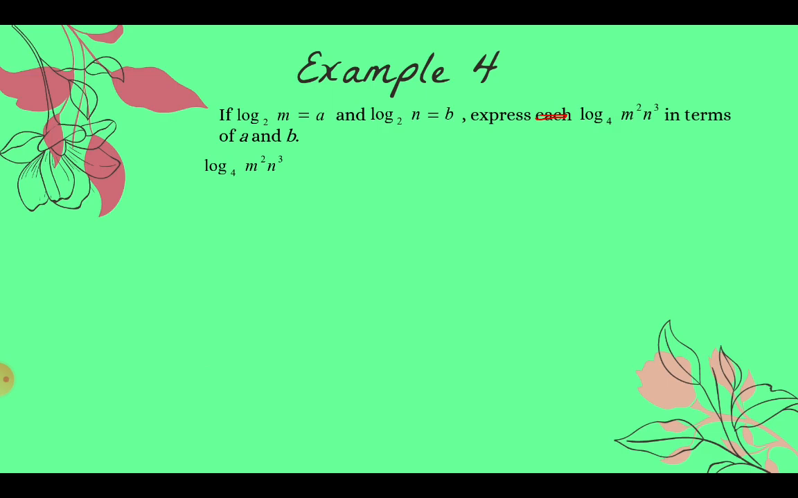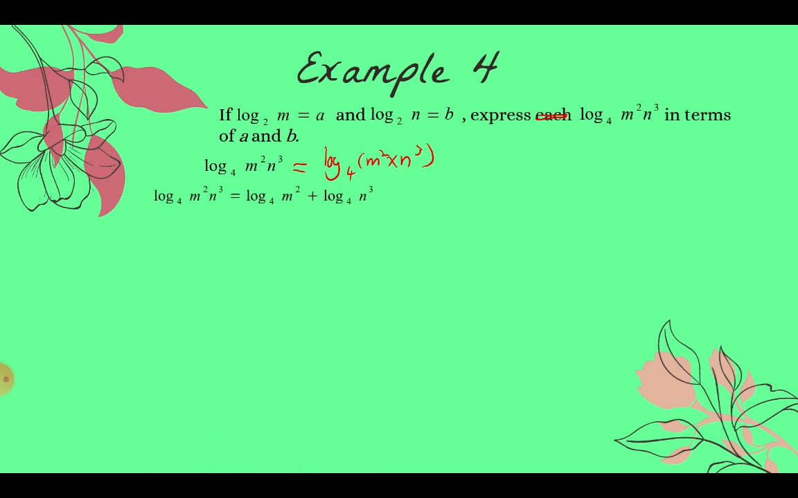So our question is log m squared n cubed base 4. Okay, this is base 4. Meanwhile, the question gives us base 2. So of course, in your mind, you need to know that we need to use the change of base formula. Again, this is actually equal to log m squared times n cubed, base 4.